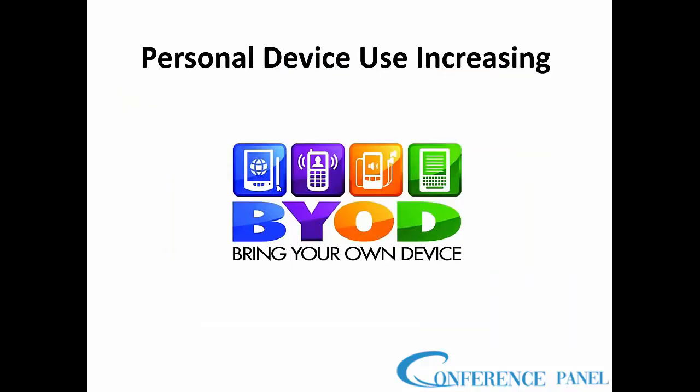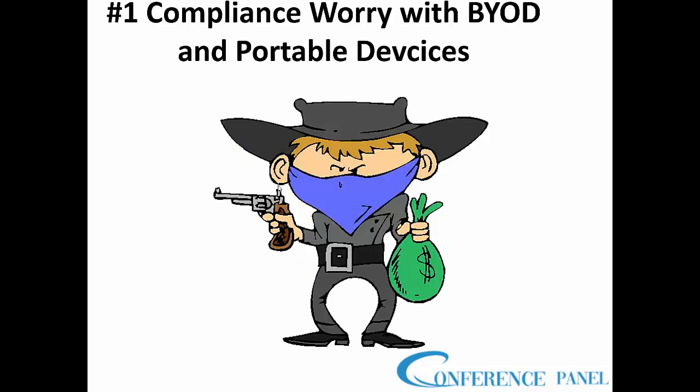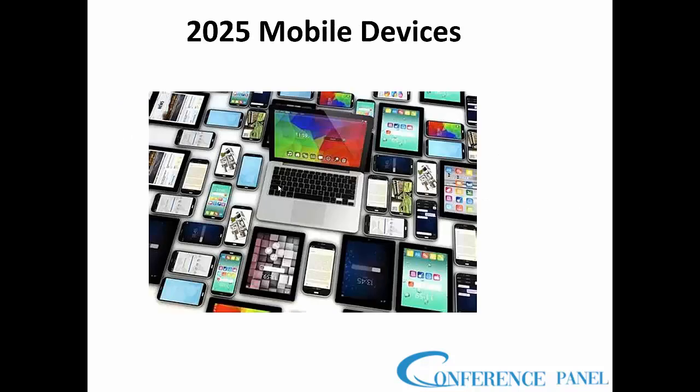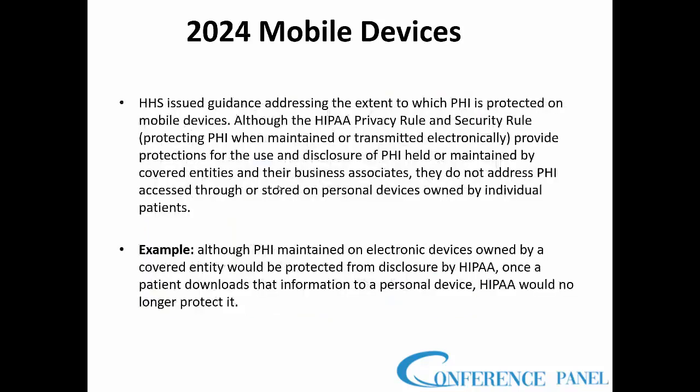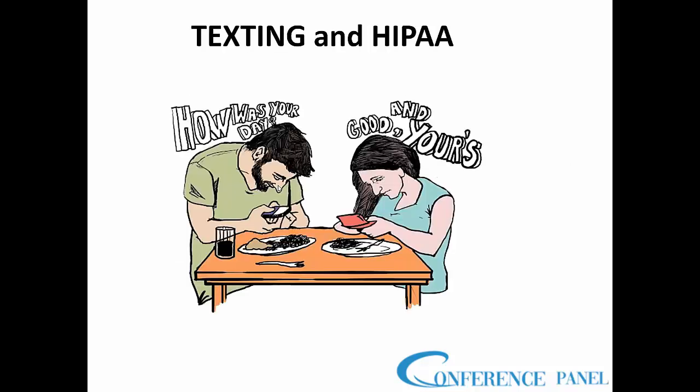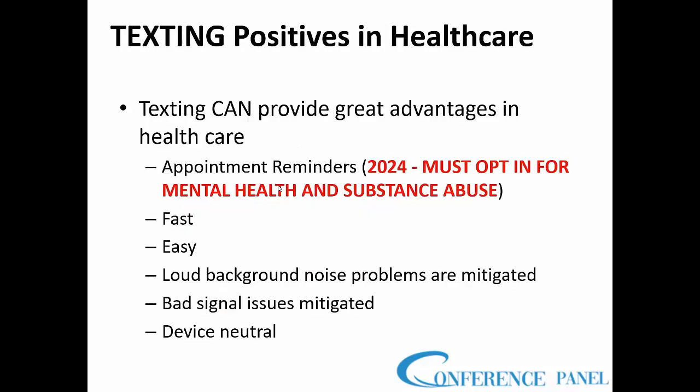All right, a little bit on personal device use, BYOD. Your number one compliance worry with portable devices is theft, encryption. HHS put out a little information about mobile device use by your patients. This happened at the end of 2024. Patients are now being allowed to bring their smartphones into facilities. As it stands, this is nothing new. We cannot text medical information unencrypted. Not allowed. Appointment reminders: make sure patients opt in for texted appointment reminders.